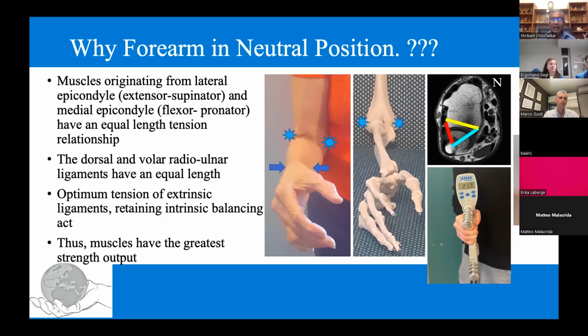And then some of the mechanical studies have shown that the muscles have the greatest strength output when the forearm is in a neutral position, and therefore we are now using the optimum length-tension relationship of all these structures, that is ligaments as well as the muscles, producing optimum tension, maintaining the stability of the radioulnar joint as well as the carpal bones and their relationship.